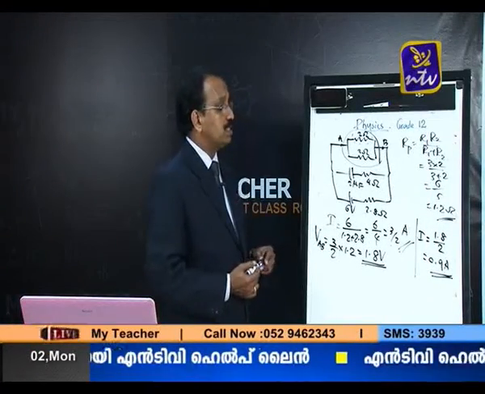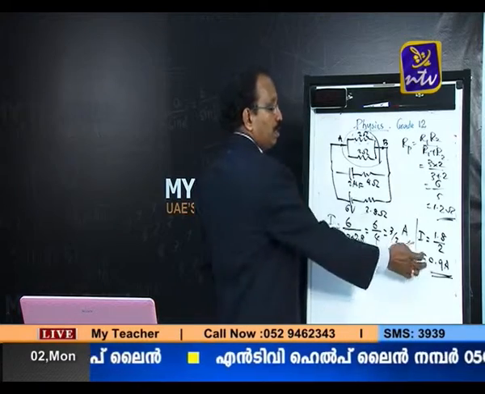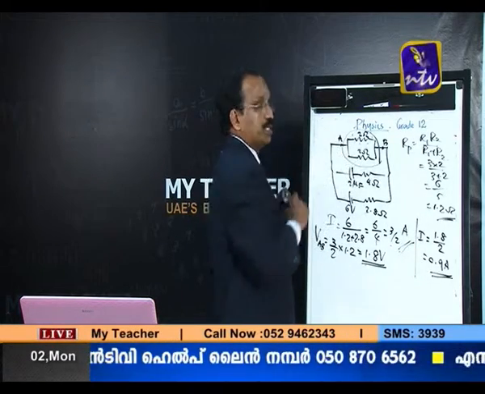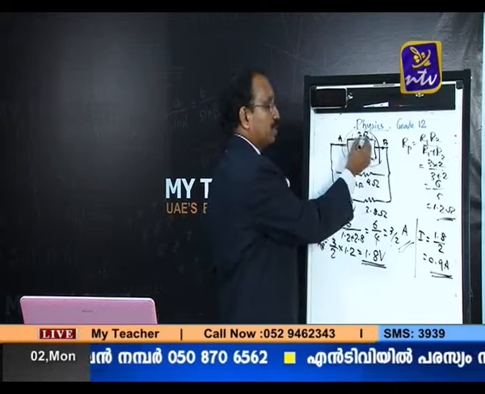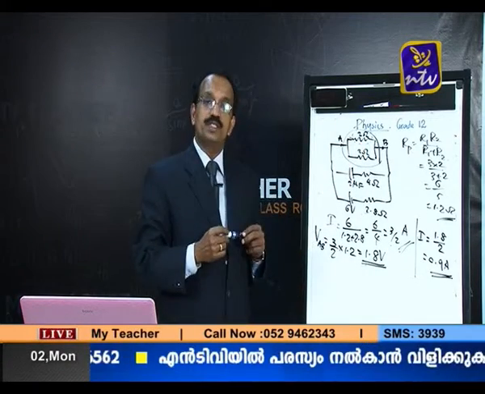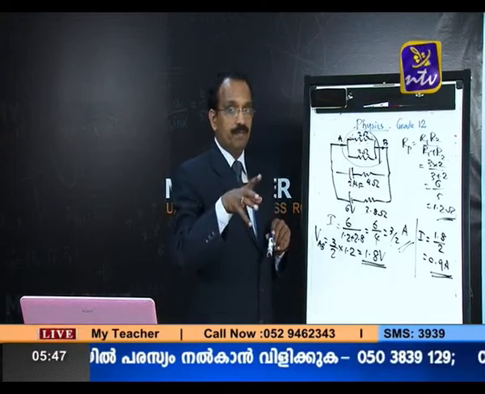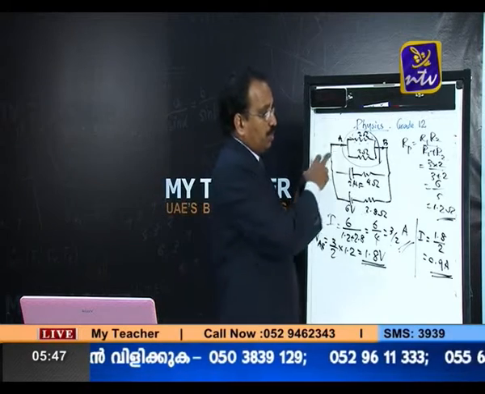0.9 amperes is the current through the 2 ohm resistance. Okay, the current coming through this is 0.9 amperes. Is it clear? Okay. So now this is the picture.